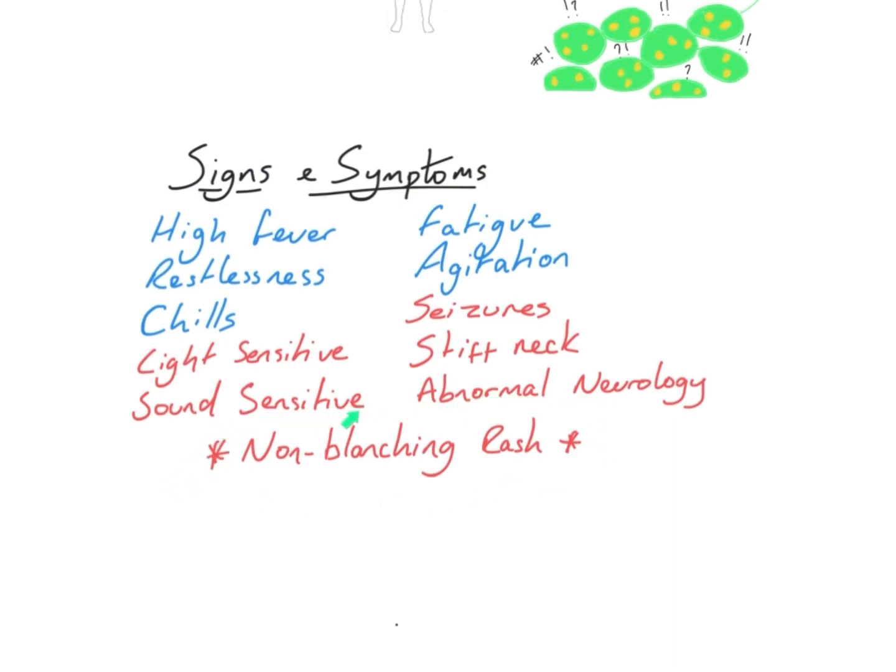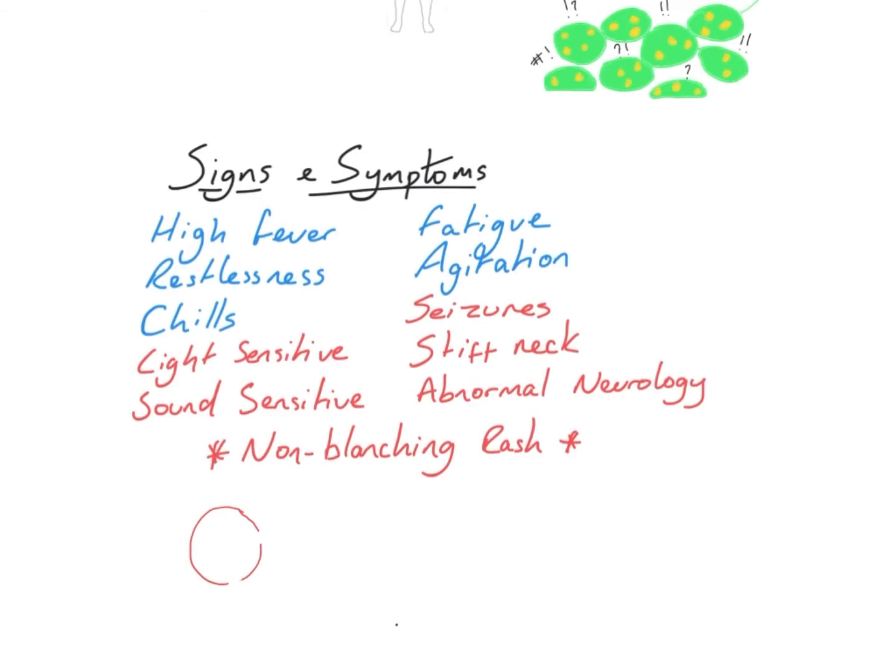So what we mean by non-blanching is if you were to get a glass tumbler and roll it over the rash, it doesn't disappear. And that's because it's actually not a rash per se. It's not an irritation of the skin or an abnormality of the skin. It's actually the blood vessels that obviously carry blood all around the body. So if this is a cross-section of one of those blood vessels, as you get more and more poorly with meningitis and a few other things, they start to become leaky.